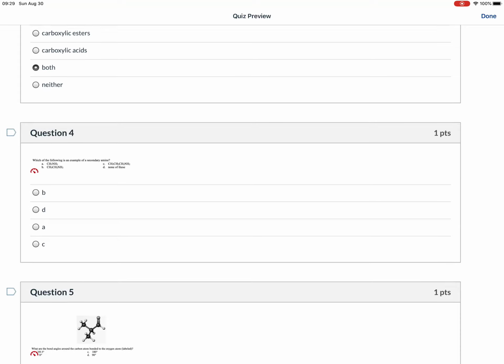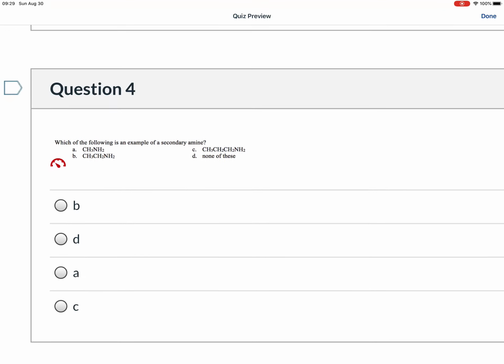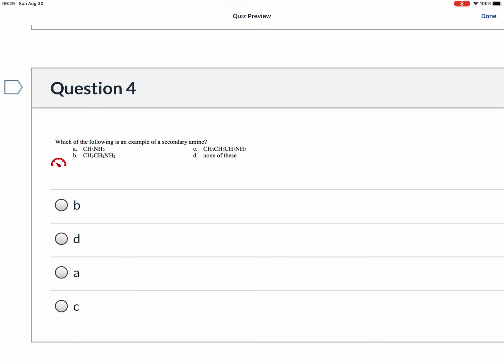Question 4. Which of the following is an example of a secondary amine? Well, a secondary amine is a nitrogen that's connected to a carbon that has two carbons on it. And in all of these, you can see the nitrogen is on the end of the molecule. So it's just connected to one carbon.